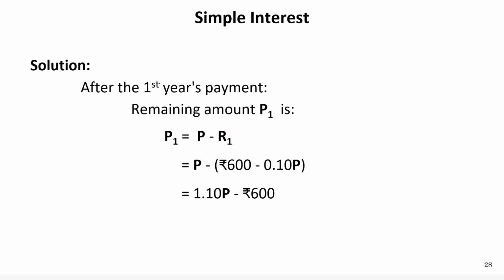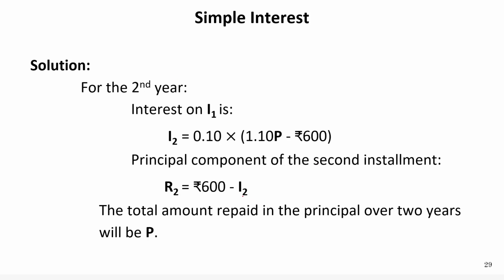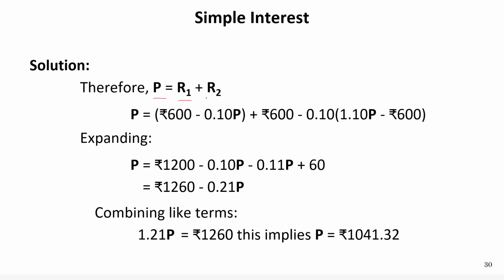So after the first year's payment, the remaining amount P1 is equal to P minus R1, right? So P minus 600 minus 0.10p. So it will be 1.10p minus 600. So I2 will be what? 10% of the remaining amount, that is this much amount. So principal component of the second installment is 600 minus I2. So the total amount repaid in the principal over 2 years will be P, right? So P is equal to R1 plus R2.